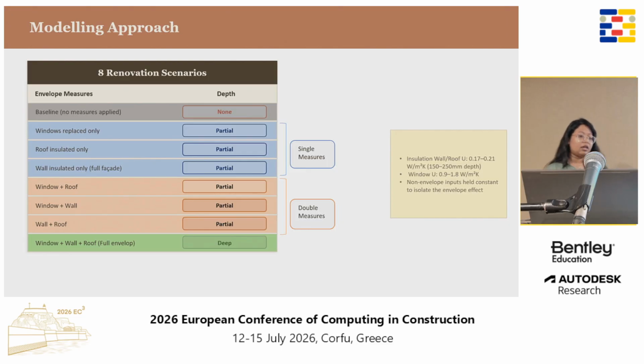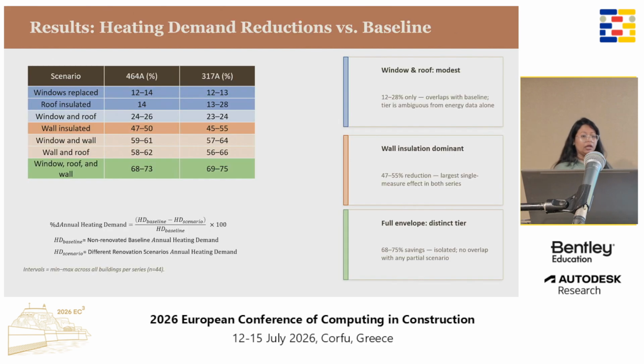For the modeling approach, we considered 8 renovation scenarios, from the non-renovated situation to fully renovated scenarios, and different single major measures, for example window and roof. For the model, we modified the U values for the renovated scenarios and the non-renovated scenario.